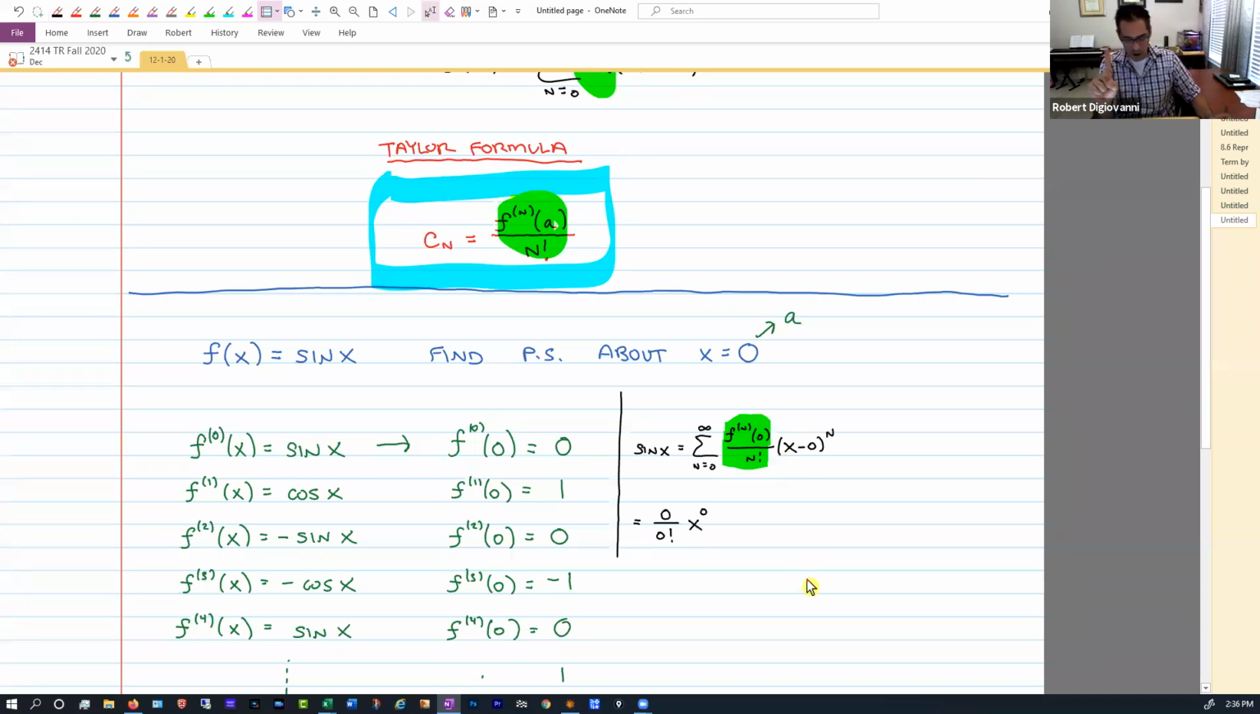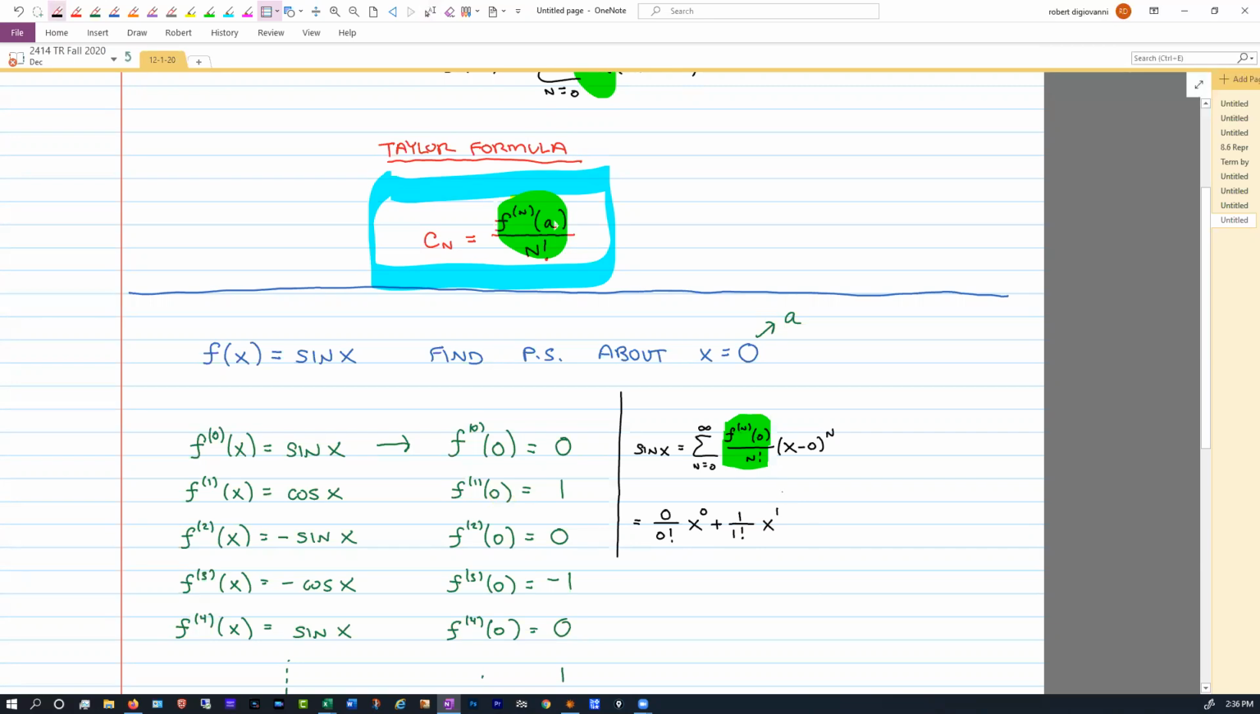Now we let n be 1. When I plug in 1, that's the first derivative at 0. What's the first derivative at 0? 1. So 1 over 1 factorial, x to the 1.